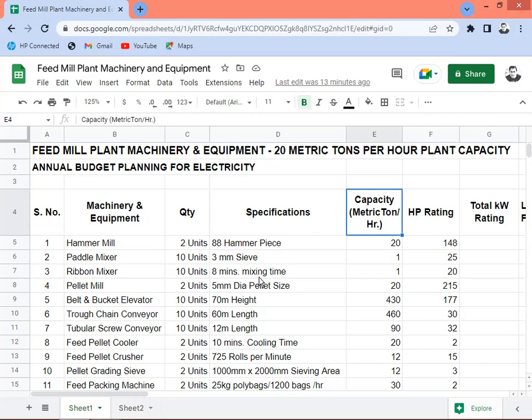Then the rated capacity. This is the rated capacity of the machine that we're having here. Like for example, the hammer mill. We're going to have a 20 metric ton per hour capacity. So in 1 hour, the hammer mill will be able to crush, like for example, the yellow corn or the maize that you're going to put through the hammer mill. It will produce 20 tons in 1 hour. Okay, this is the rated capacity.